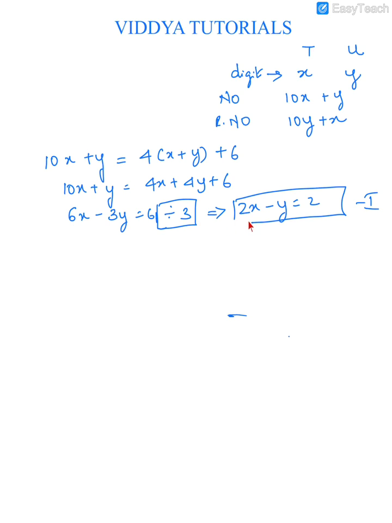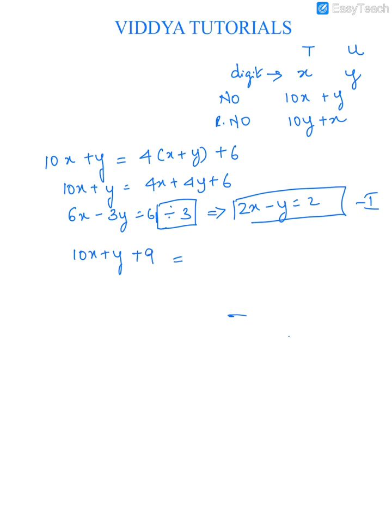When I divide the whole equation, I get 2x minus y is equal to 2. I have labeled it as equation 1. Now what is told to me is that if the number is increased by 9. So what is my number? 10x plus y. I have to increase it by 9, which means I have to add 9 to it.